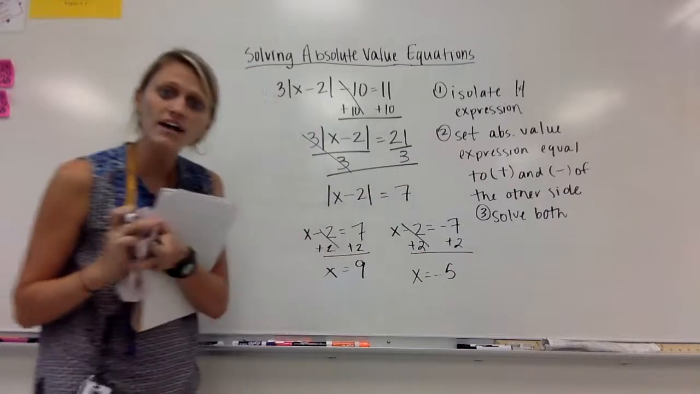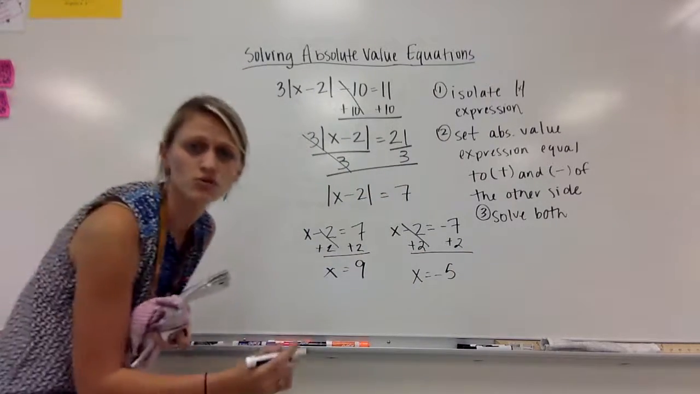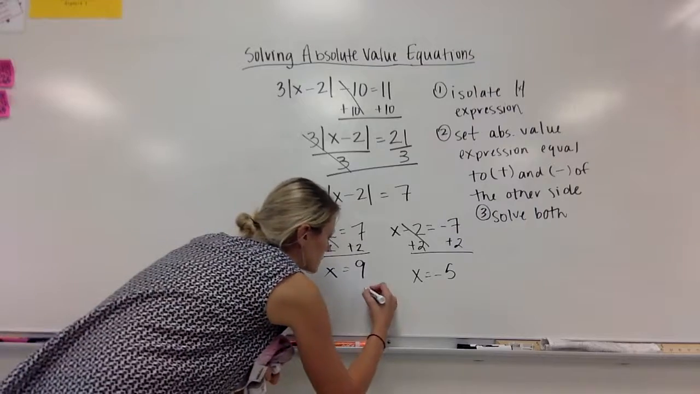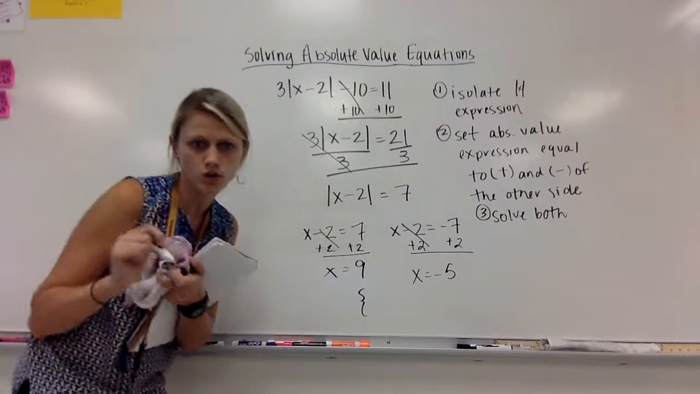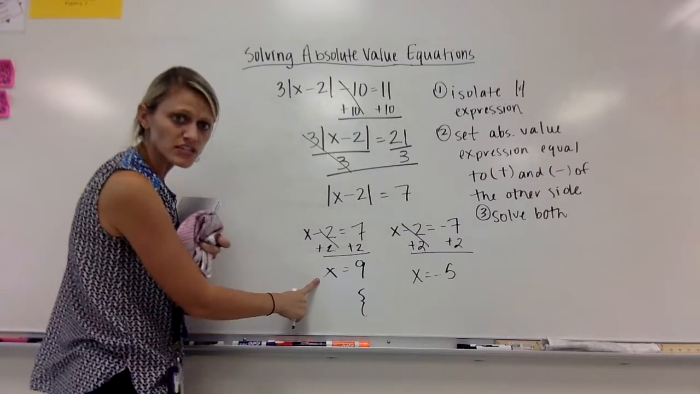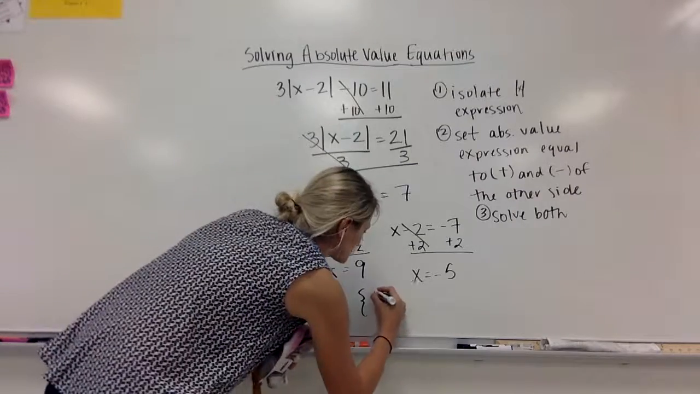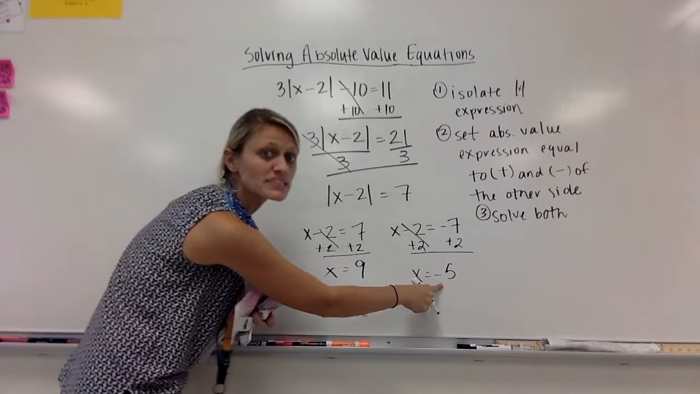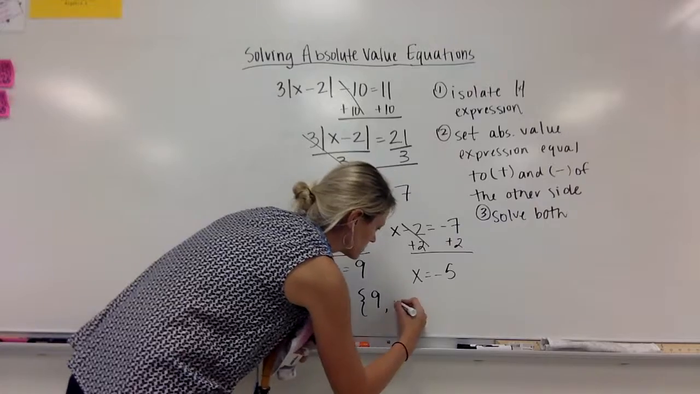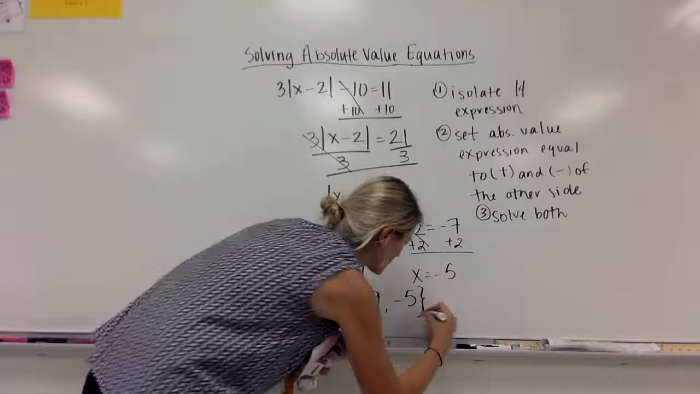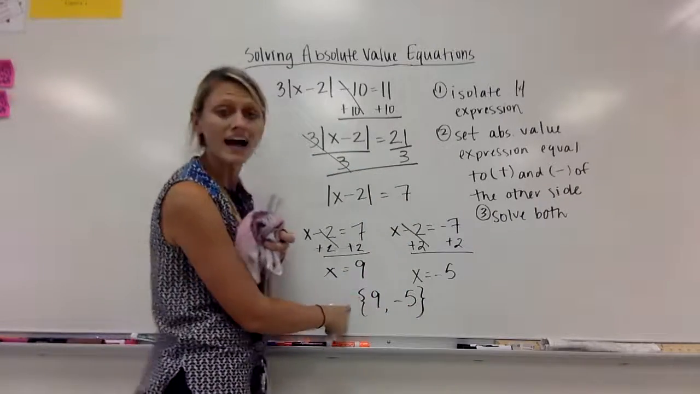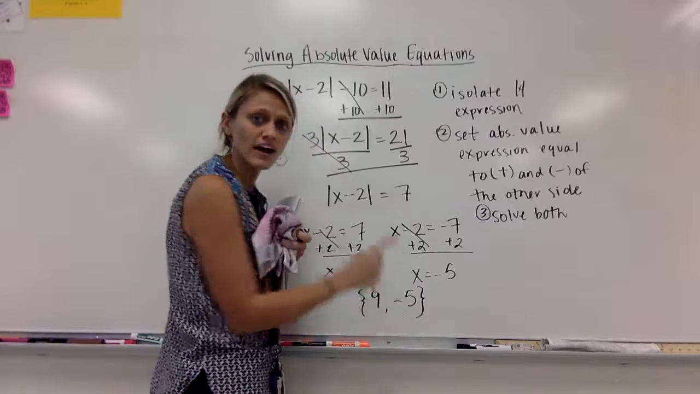is negative 5. Your final answer, the way that you technically write this, are these weird curly brackets. Our first x value is 9. The next x value is negative 5. So my answers are 9 and negative 5. I have 2 solutions.